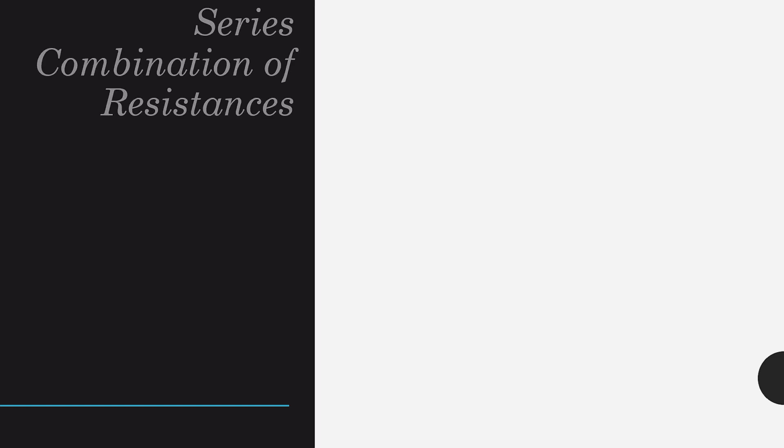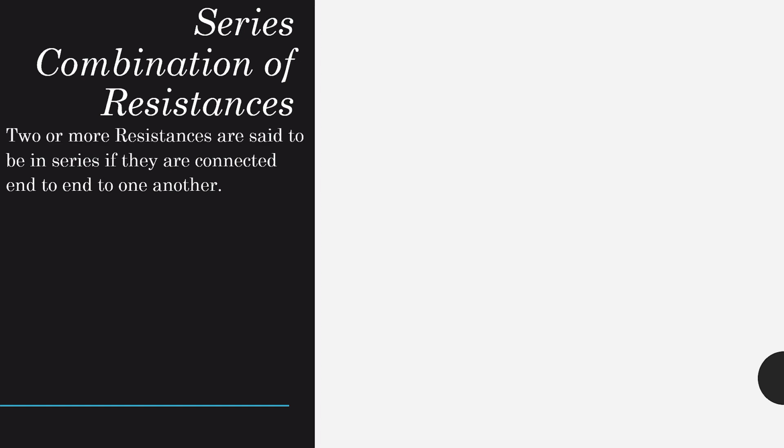Combination of resistances. Number 1, series combination of resistances. Two or more resistances are said to be in series if they are connected end to end to one another. That is, where the first resistance ends, second one starts. It will be more clear with the diagram.